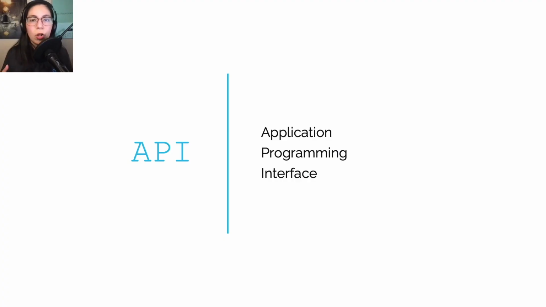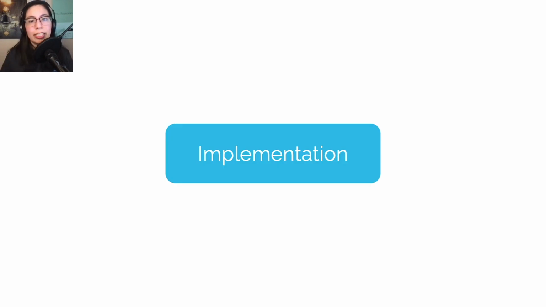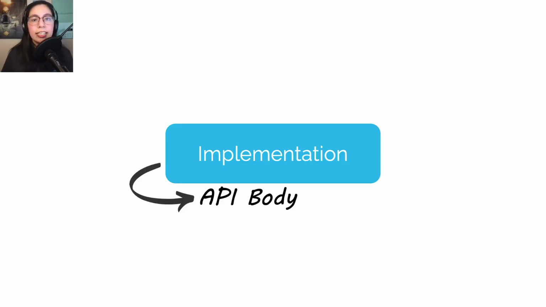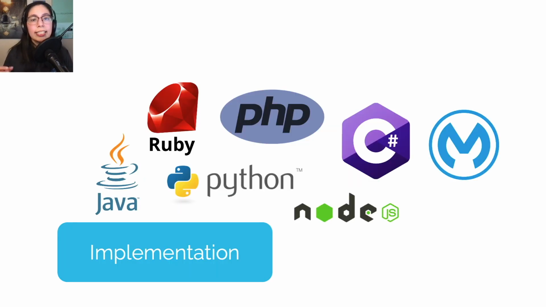Okay, so first of all, what does API mean? API means Application Programming Interface. And that doesn't tell you anything. So let's continue with what is the implementation. The implementation is the body of the API. And this implementation can contain different programming languages. It can be made out of Java, PHP, Python, MuleSoft.